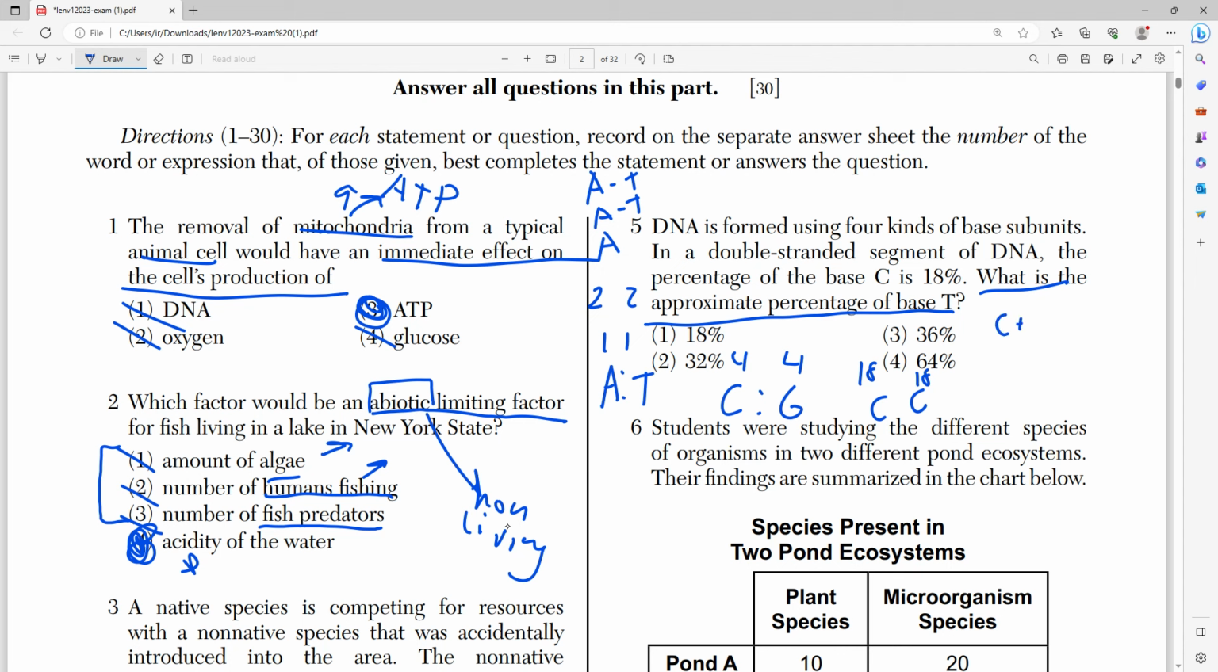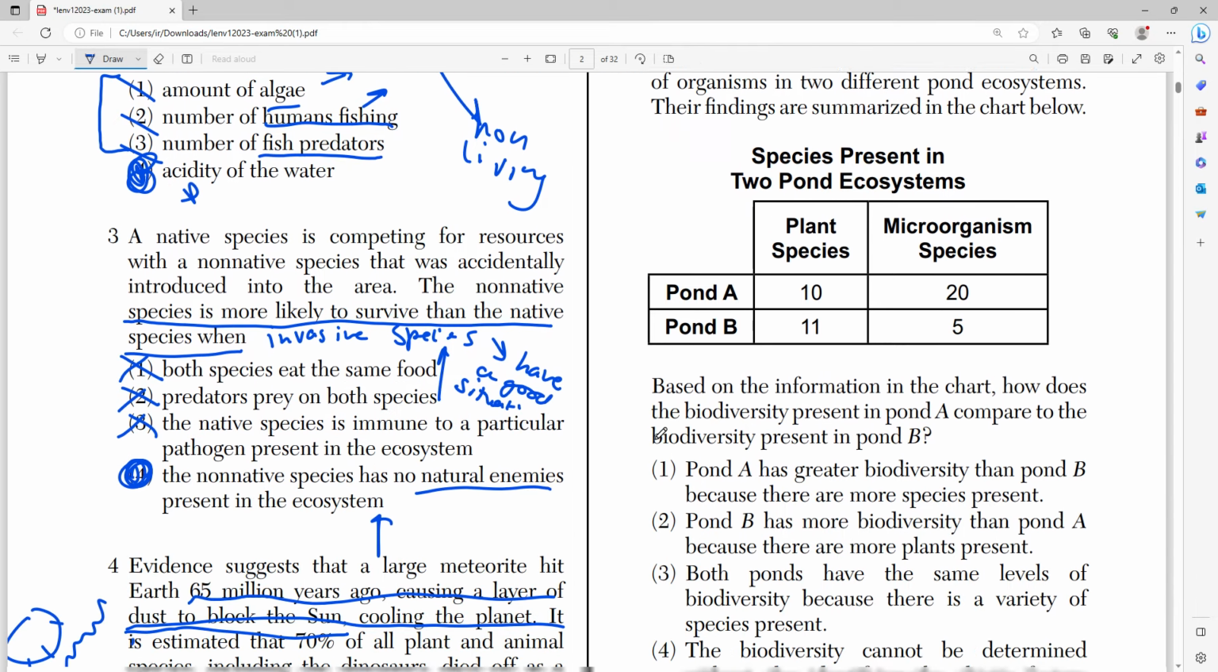So that means that C plus G is equal to 36% of the entire strand of DNA, right? And that leaves us with 64%, which is equal to adenine plus thymine, because 100 minus 36 is 64. If A plus T is equal to 64, all we need to do is divide by 2. We know that there's 32% adenine, 32% thymine. So that leaves us with answer choice number 2. Remember that 1 to 1 ratio.